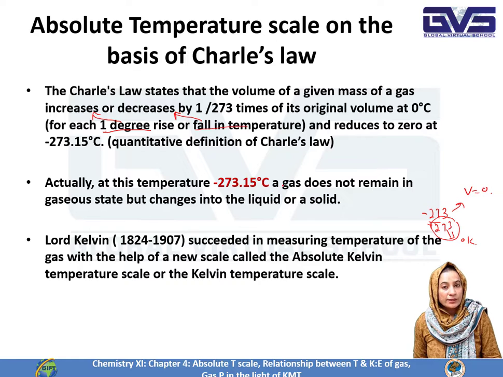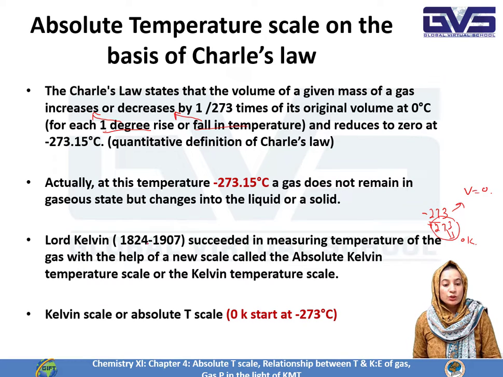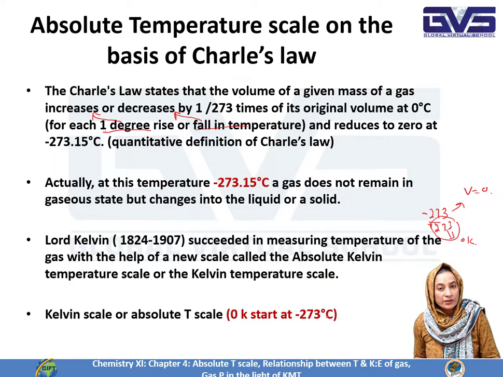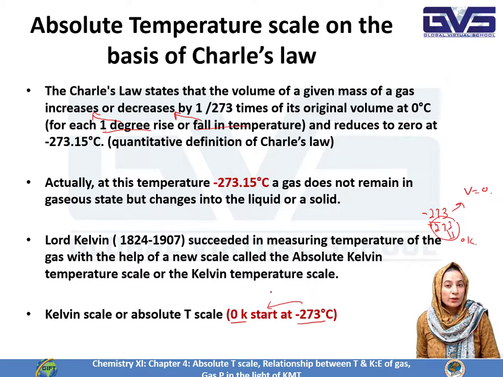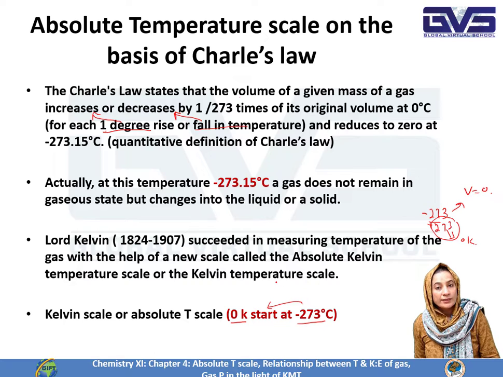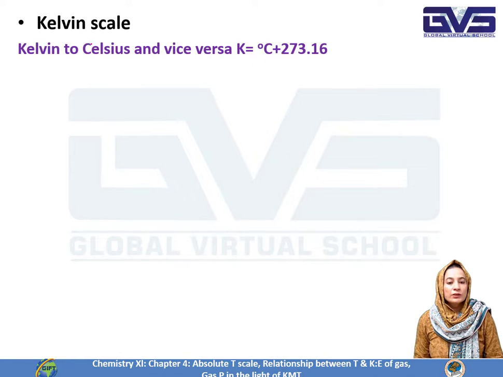So when there is 0 Celsius, then the Kelvin scale is 273. The Kelvin scale, or absolute temperature scale, starts at 0 Kelvin, which is minus 273 Celsius, because minus 273 Celsius plus 273 is equal to 0 Kelvin. So 0 Kelvin is when Celsius is minus 273, and when Celsius is 0, then Kelvin is plus 273, and so on. So this is the Kelvin scale.